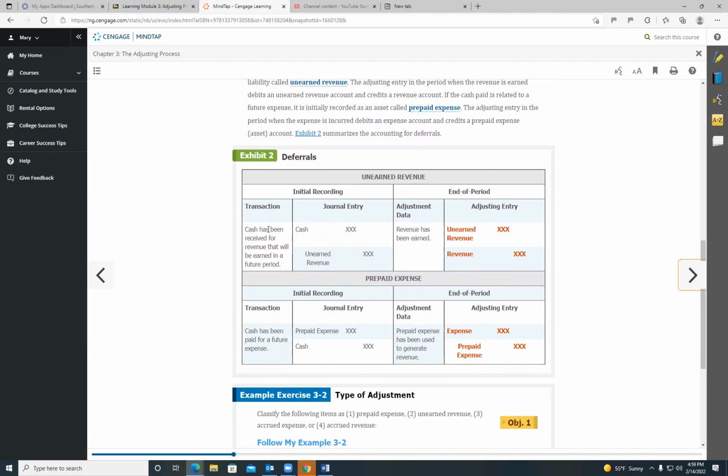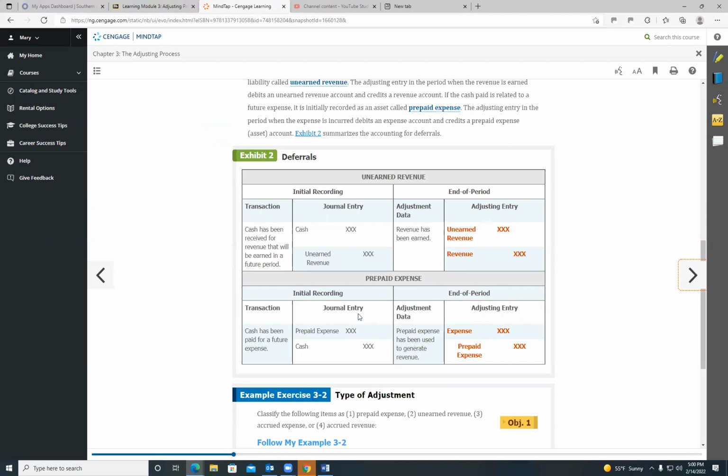So here, cash has been received for revenue that will be earned in a future period. Hence your unearned revenue. So your initial journal entry, you received payment, so you're going to debit cash. You've not earned the revenue, so you can't record it to your revenue account, so you record it to your unearned revenue. Now, revenue has been earned. In other words, you've done whatever service or you provided whatever product was required, so you've now earned that revenue. So you're going to see here where you credited unearned revenue. Well, in the adjusting entry, you're going to debit unearned revenue, and then you're able to now finally credit revenue.